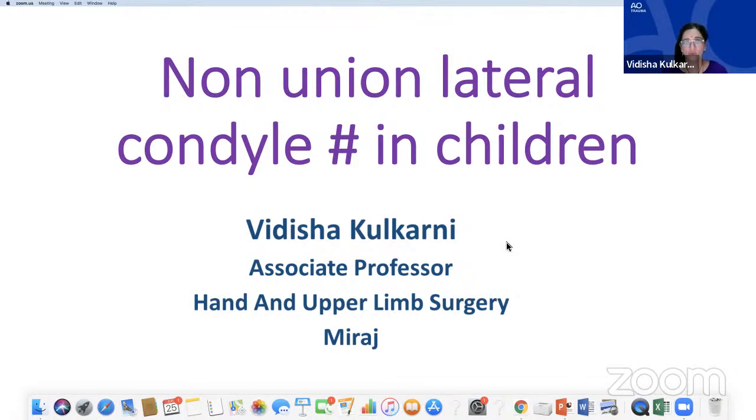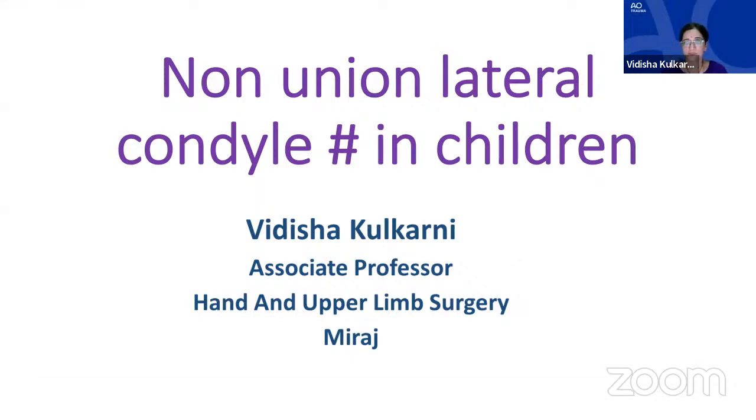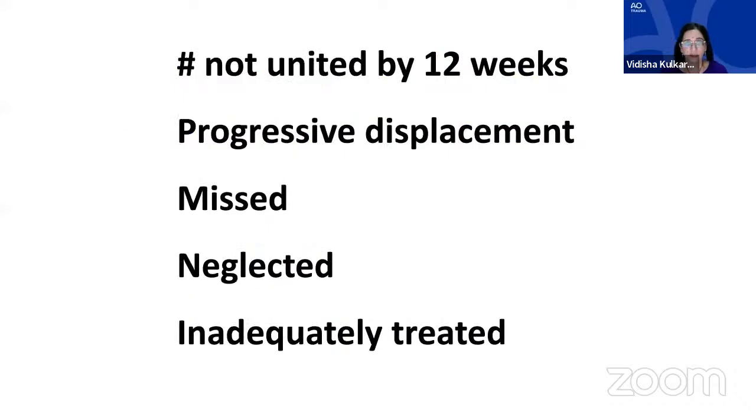As we know, lateral condyle fractures constitute around 17% of fractures of the distal humerus. And it is not uncommon to see non-union in these cases. Very often we come across neglected elbow trauma and we see non-union lateral condyles presenting very late, maybe because of missed initial trauma, neglected trauma, or maybe inadequately treated trauma initially.